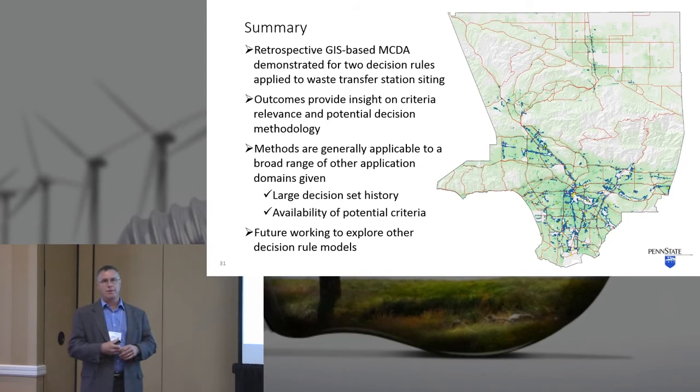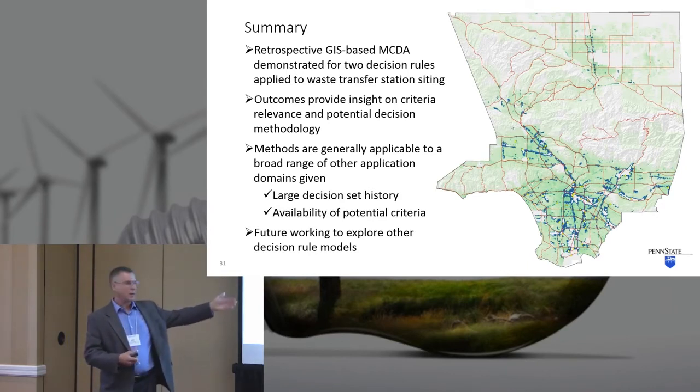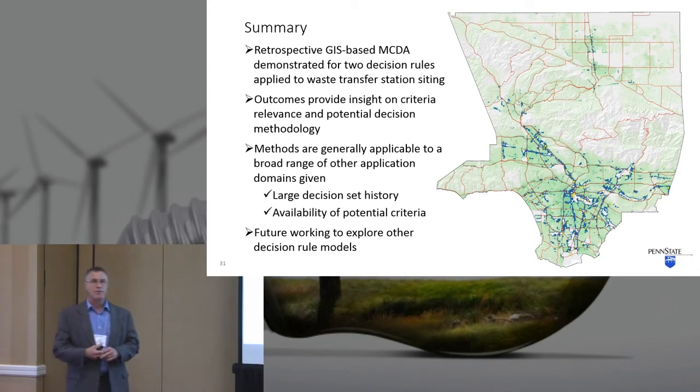The number depends on the variability, but you need to have a lot of decisions to do this kind of statistical analysis. And you have to have the availability of the potential criteria. So future work will be to balance things out and look at some other decision rules, notably outranking as our next step. Thank you.